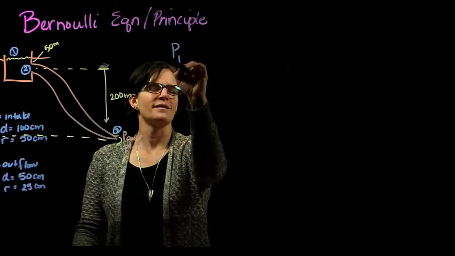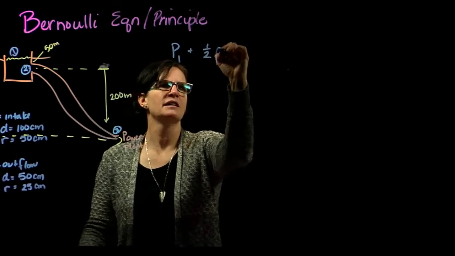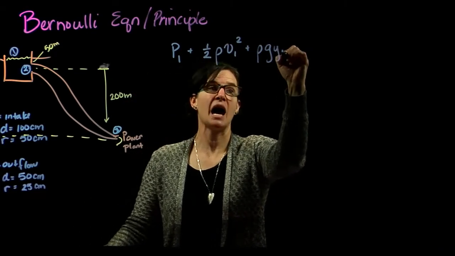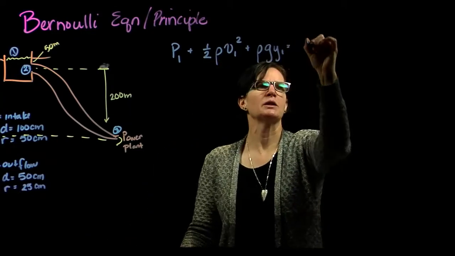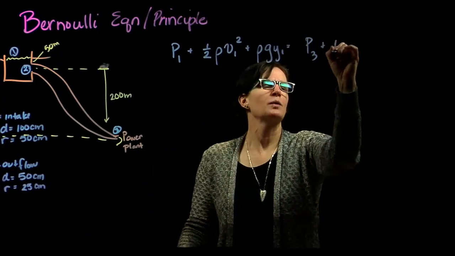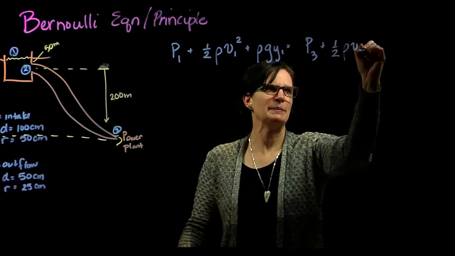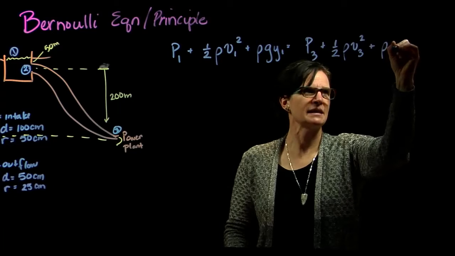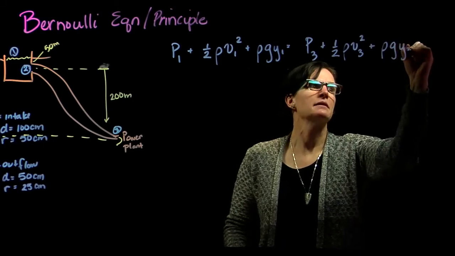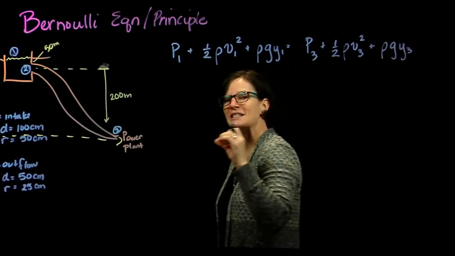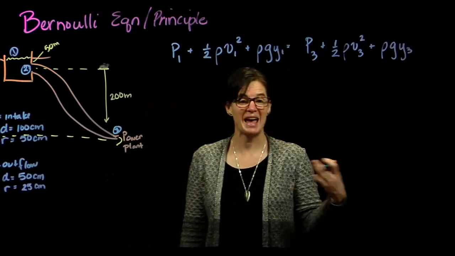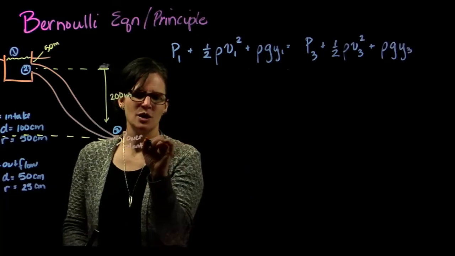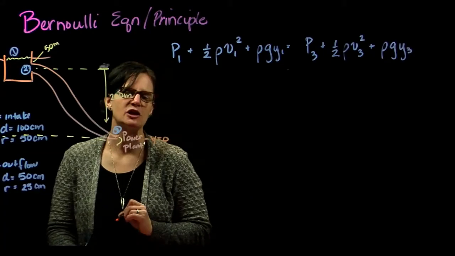So we have the pressure at 1 plus 1/2 the density times the speed at 1 squared plus the density times g times the height that 1 is at, has to equal the pressure at 3 plus 1/2 the density times the speed at 3, which is what I'm interested in, remember, plus the density times gravity times 3's height. If ever we're dealing with height, just like we did in conservation of energy, we have to set a reference point. So we're going to set our reference point to make sense and be helpful for us. We're going to set our y equal to 0 here at the base.